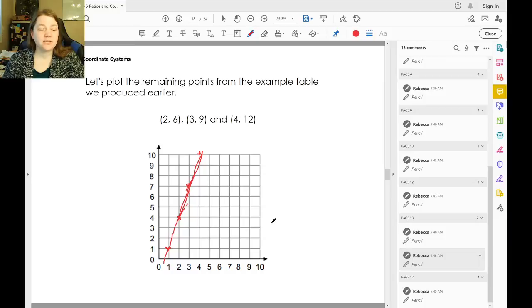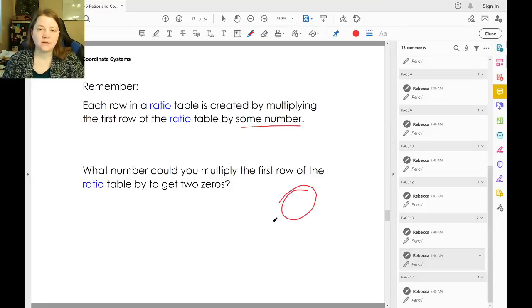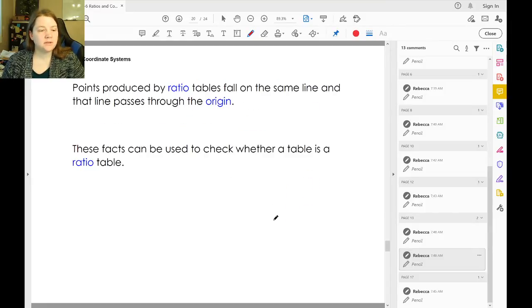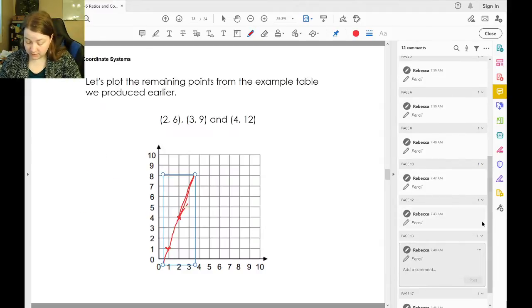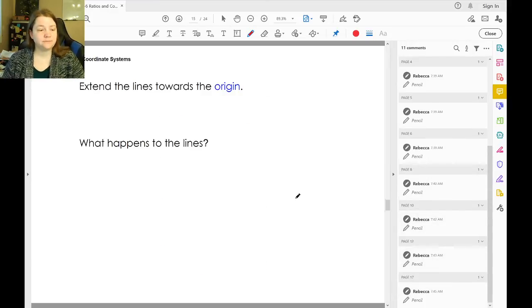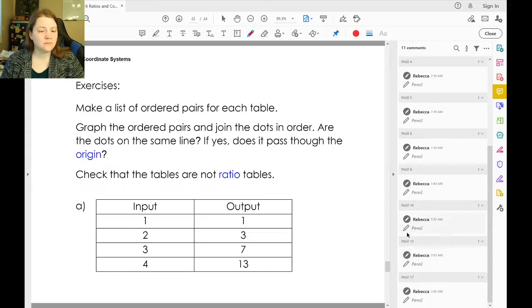Actually the only thing is that it doesn't pass through the origin. It's difficult to tell on here, but that does create a mostly straight line. Not a completely straight line, but a mostly straight line, which is why we typically work with rulers. But the situation. So they want you to make a list of ordered pairs for the ratio table. So let's go ahead and then they want you to join them up.